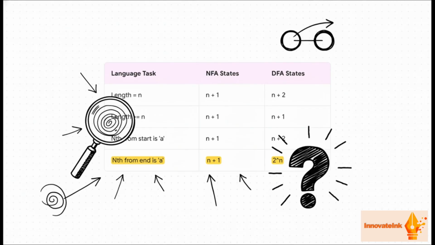Okay, now check out this table. For most of these common jobs, the DFA and NFA are pretty neck and neck in terms of how many states they need. But then, look at that last row. For our specific problem, finding the nth symbol from the end, the difference is just astronomical. An NFA needs just n plus 1 states. The DFA needs 2 to the power of n states.